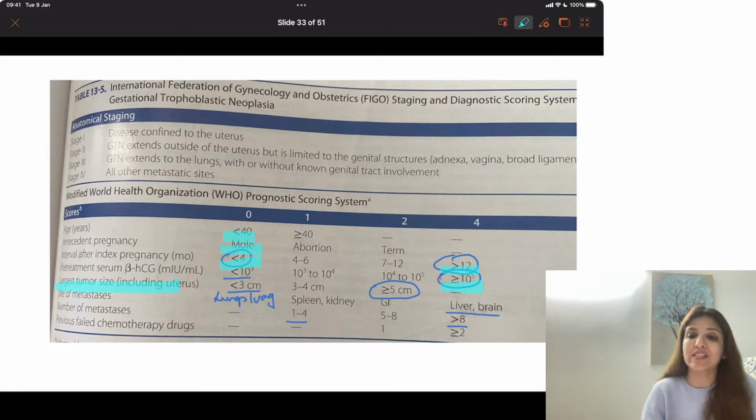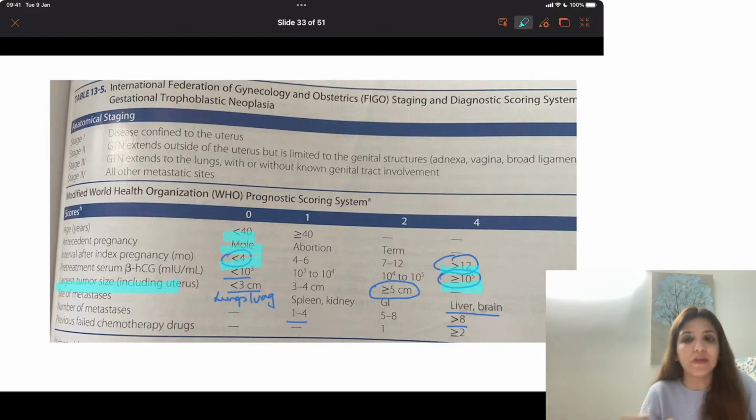If the site of metastasis is lungs, no risk at all. If the site is liver or brain, high risk. If the number of metastases is 1 to 4, low risk. If the number of metastases is more than 8, high risk.